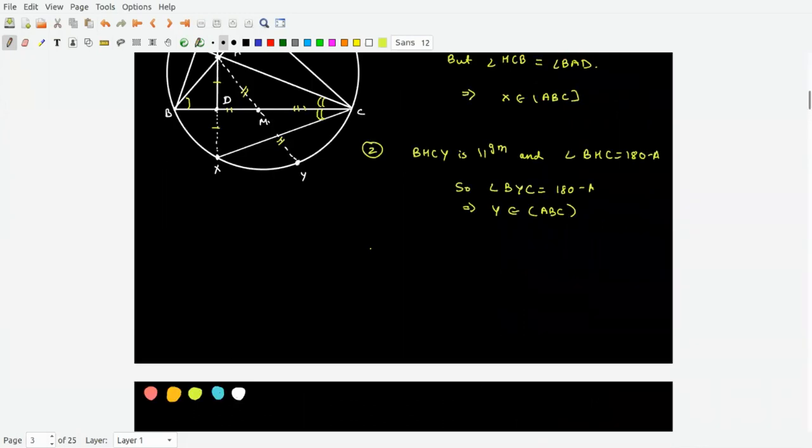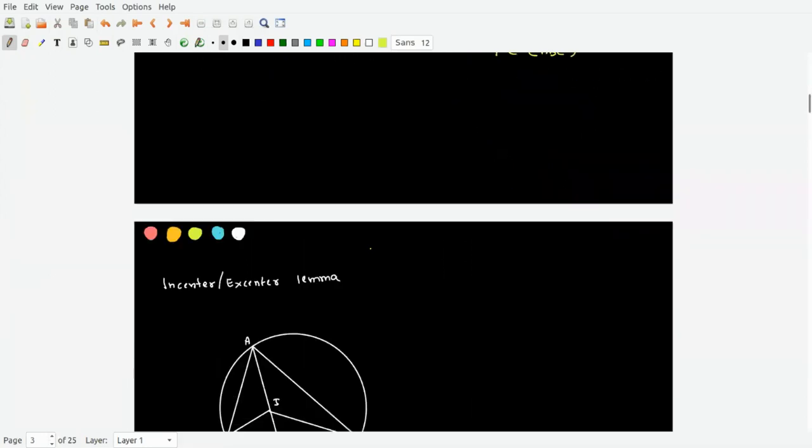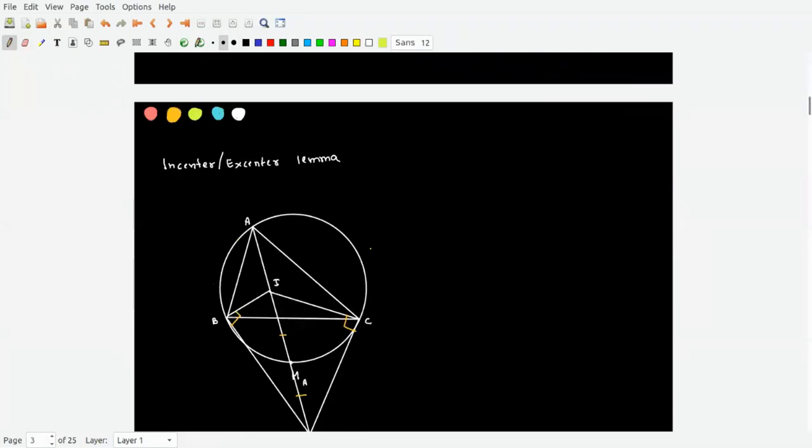Next is a very cute and must-remember lemma, probably the first lemma you learned in your geometry Olympiad journey. Never mind, that's enough introduction. This lemma doesn't deserve much introduction. Yeah, the incenter-excenter lemma.